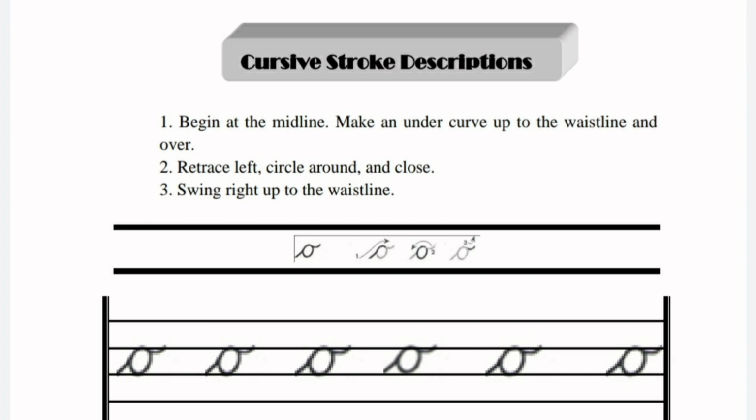Begin at the baseline. Make an undercurve up to the waistline and over. Retrace left, circle around and close. Swing right up to the waistline.